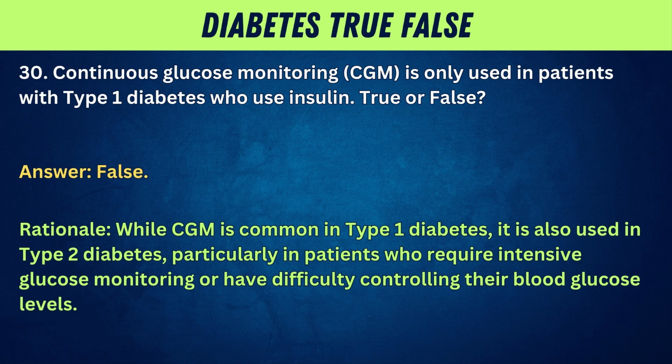30. Continuous glucose monitoring, CGM, is only used in patients with type 1 diabetes who use insulin. True or false? Answer: false. Rationale: while CGM is common in type 1 diabetes, it is also used in type 2 diabetes, particularly in patients who require intensive glucose monitoring or have difficulty controlling their blood glucose levels.